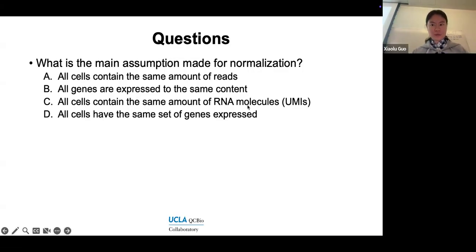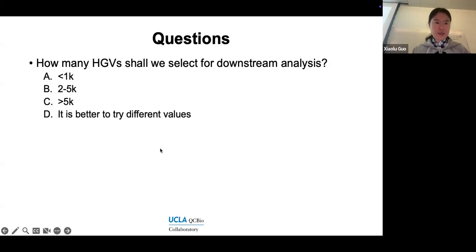Okay, next question is how many highly variable genes shall we select for downstream analysis? And I think 10 seconds. 5, 4, 3, 2, 1. What's your answer?